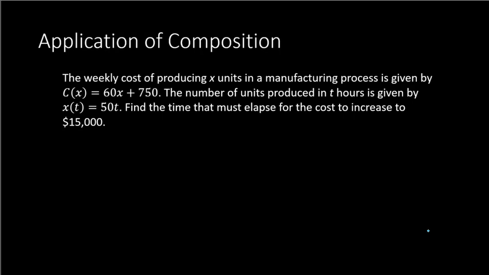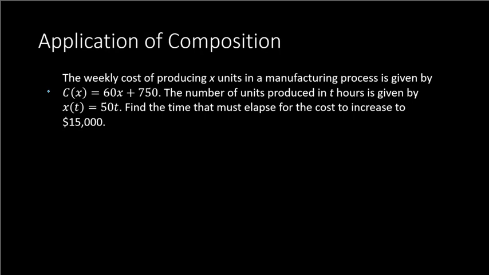Now the question always is, how can we apply these different things to actual problems? So here we have an application of composition of functions. Here we're told that the weekly cost of producing x units in a manufacturing process is given by the function c of x equals 60x plus 750. The number of units produced in t hours is given by x of t equals 50t. Find the time that must elapse for the cost to increase to $15,000.